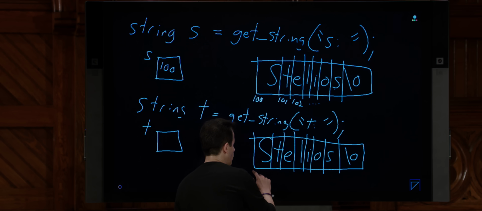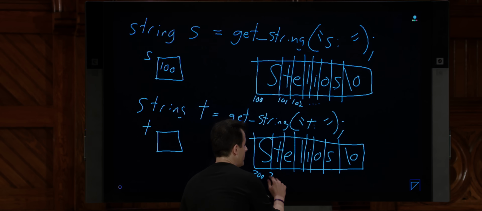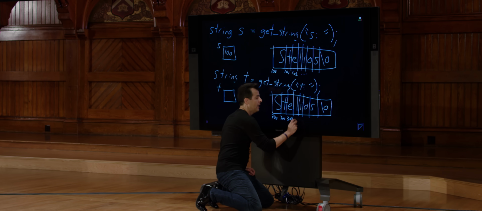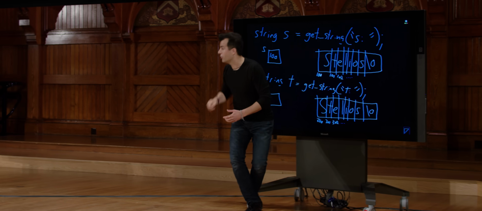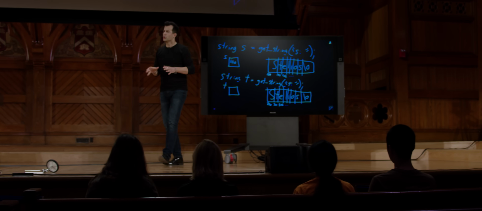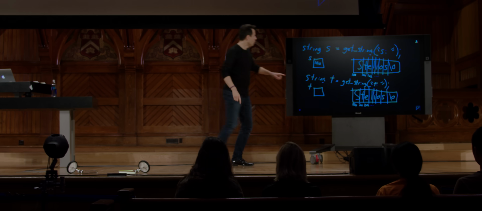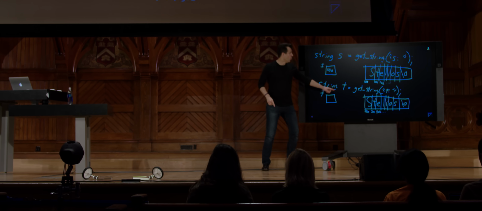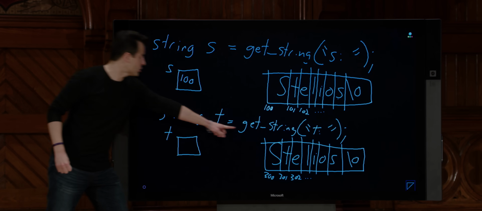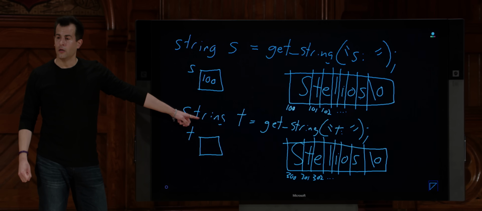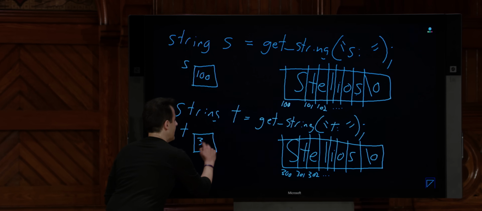It's not going to be the same location, though. Maybe this is now at like location 300, and this is 301, and this is 302, and so forth, because the computer's doing other things. It's using memory over here or over here. So it's not going to be in the same location. But what therefore gets stored in T when we assign the return value of get_string to T? 300 in this case, and that goes here.